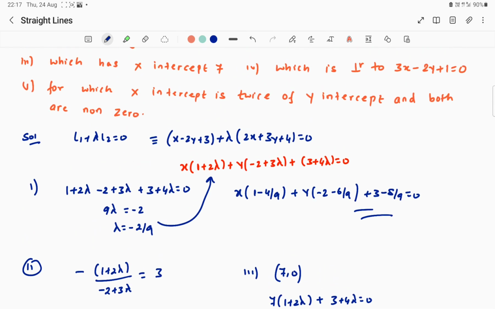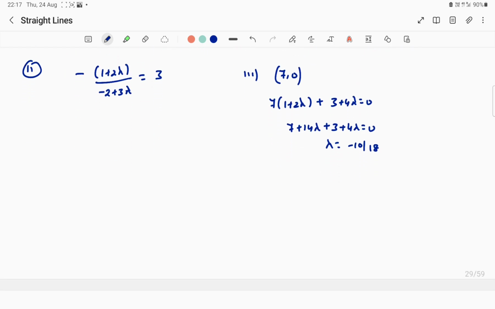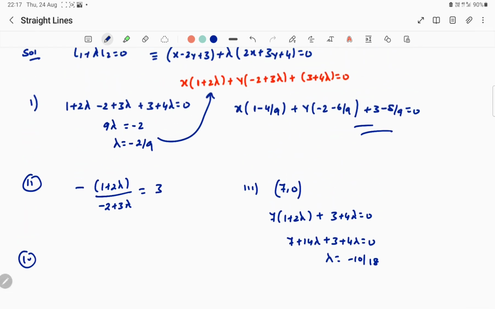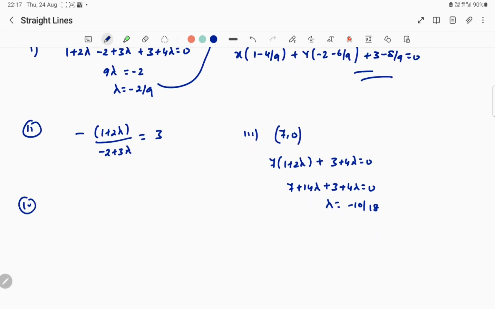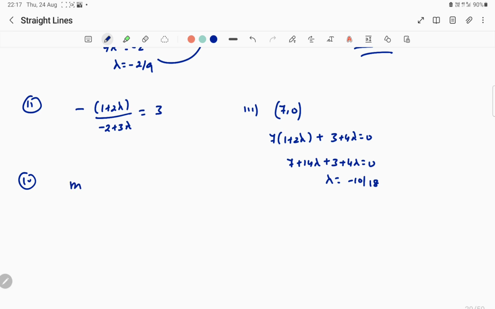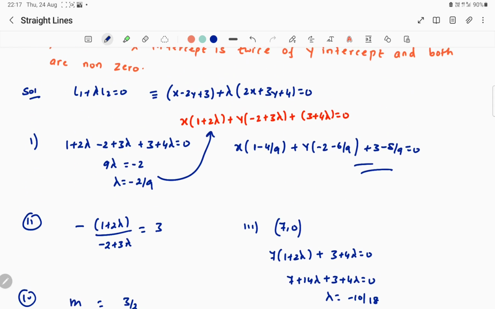Fourth part, which is perpendicular to 3x minus 2y plus 1 equal to 0. So when they are telling perpendicular to 3x minus 2y plus 1, indirectly what they are telling is the slope of the line. Minus coefficient of x by coefficient of y, which is 3 by 2. So the slope of the given line is 3 by 2. So the slope of the perpendicular line will be what? Minus 2 by 3, isn't it? So this should be equal to minus of minus coefficient of x by coefficient of y. Solve this, get the value of lambda and substitute.